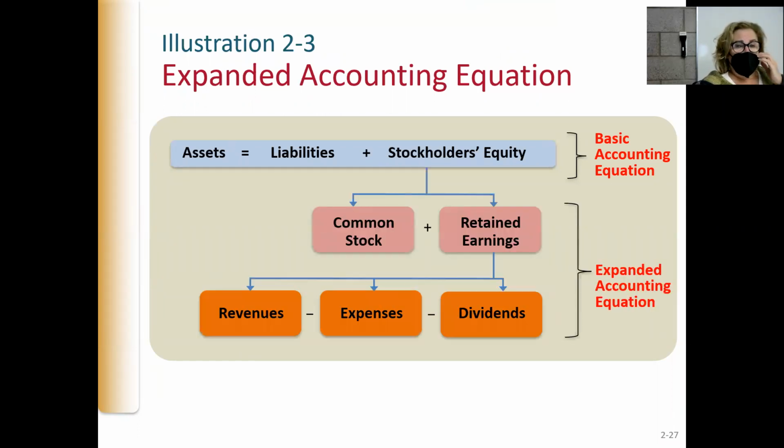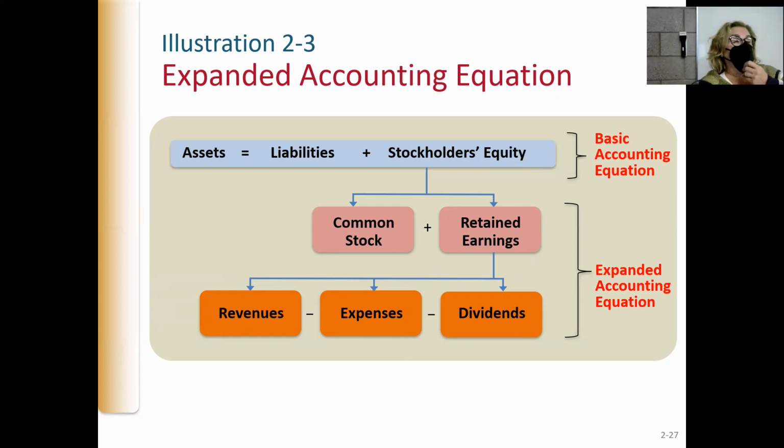Do you guys remember last week we talked about retained earnings is a result of the beginning balance. We add net income to it and we subtract dividends from it. Do you remember that? So to broaden this equation, we know that revenues increase our retained earnings, and we know expenses and dividends decrease our retained earnings, don't they?